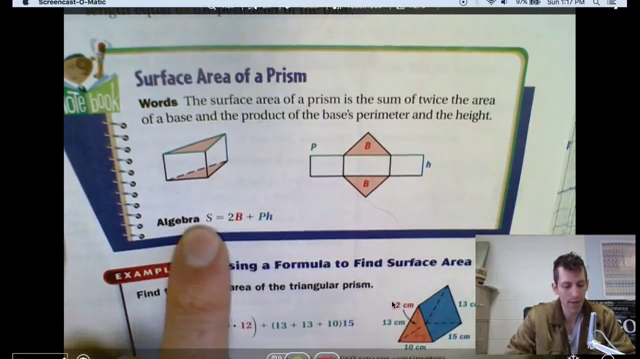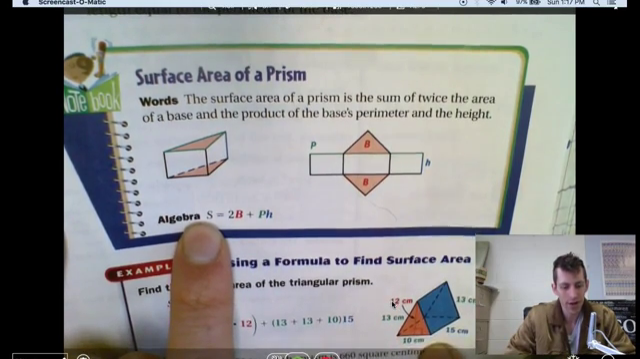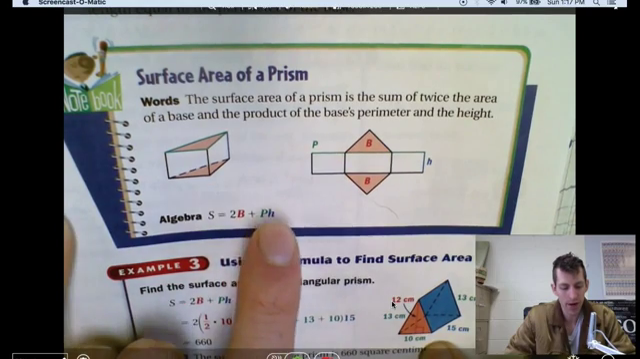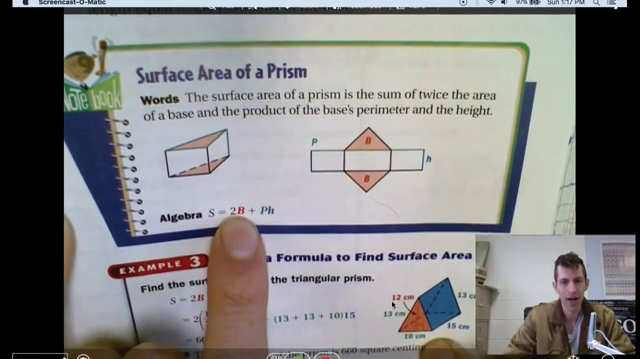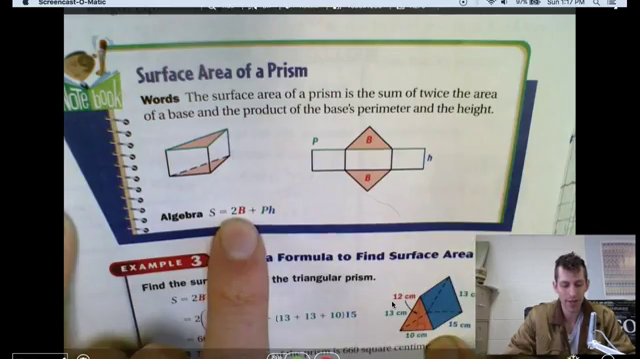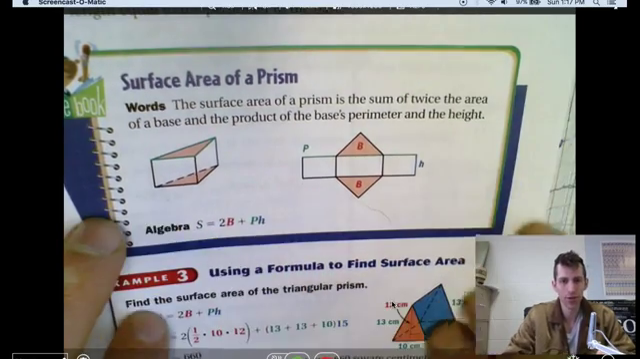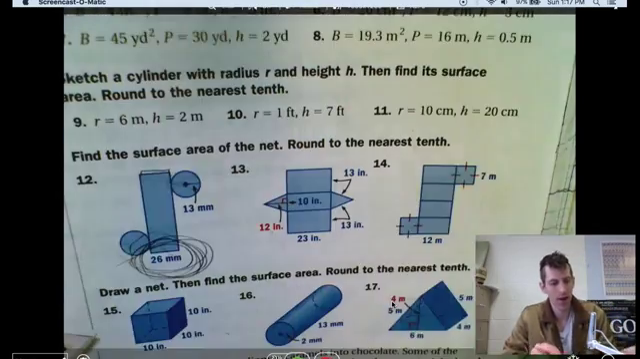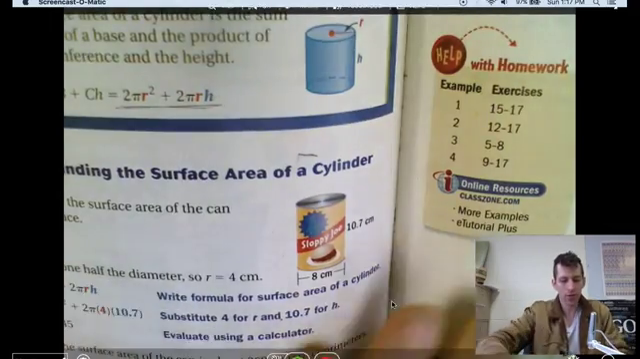Now remember, they might give you the surface area and give you the perimeter and the height, and they might ask you to find the area of the base, in which case you would just use your algebra skills, figure that out. Let's do one more here.